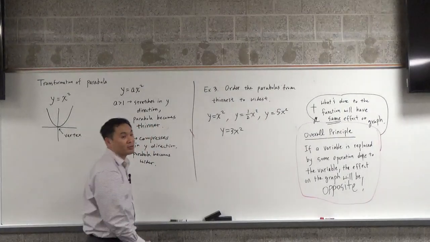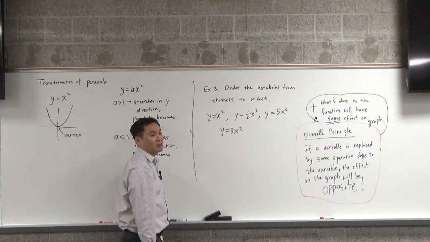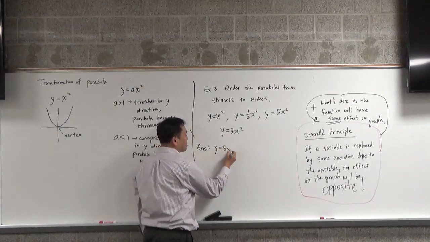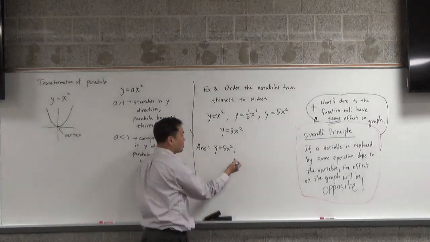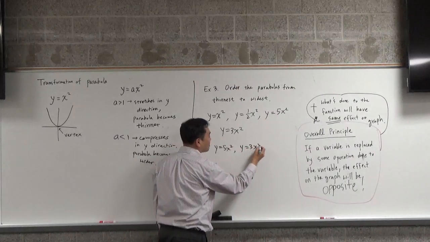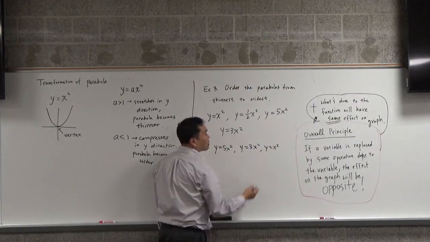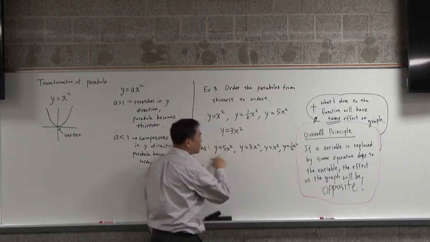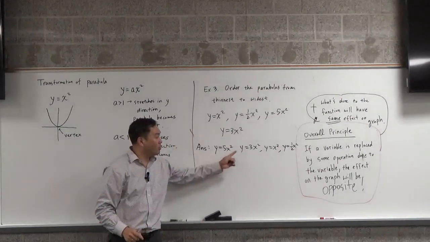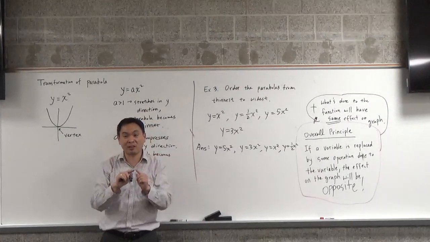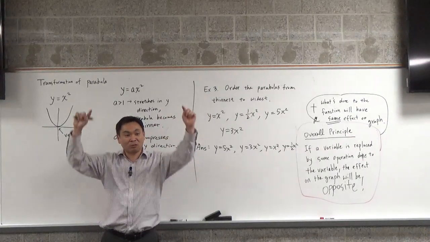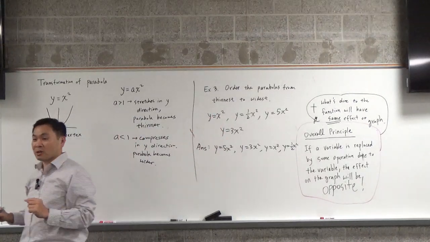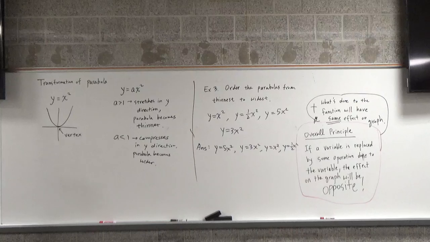Yes, y equals 5x squared. So the answer is y equals 5x squared will be the thinnest, right? And next is y equals 3x squared, y equals x squared, and what's the widest? 1/2 x squared. So if you draw all of these, this will be the thinnest one, and then the next one is 3x squared, and then y equals x squared would be this one, and then y equals 1/2 x squared will be widest. That's what's going to happen.